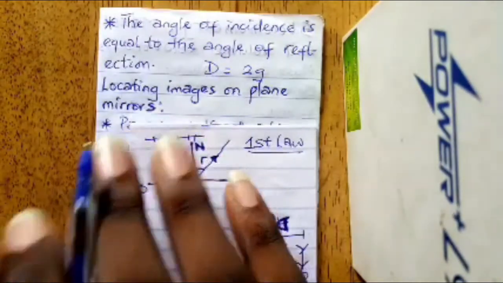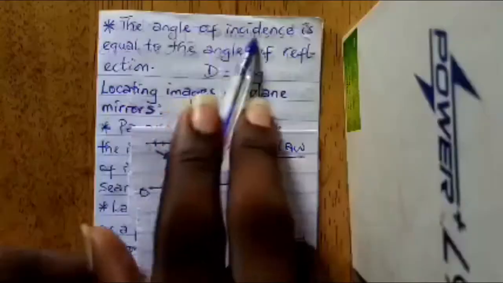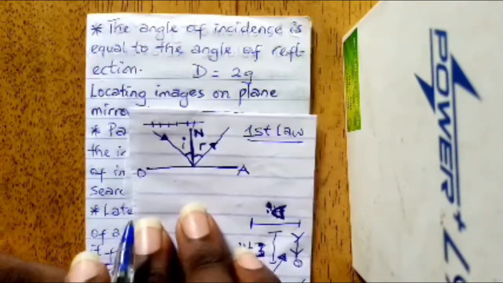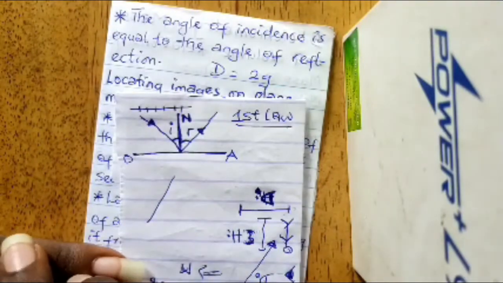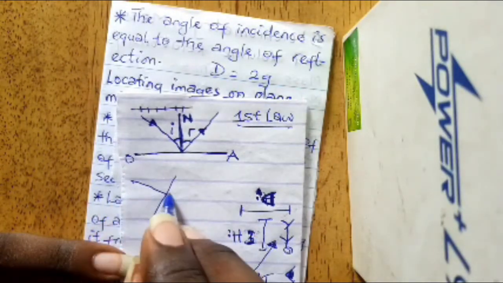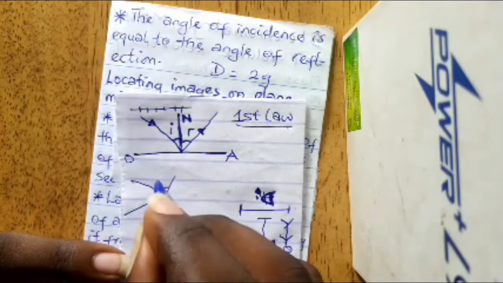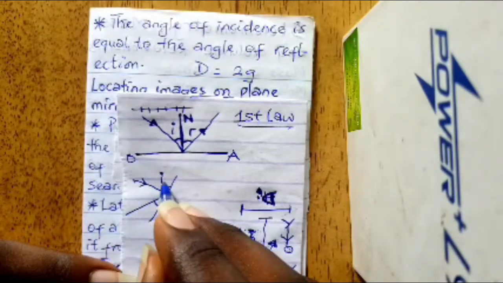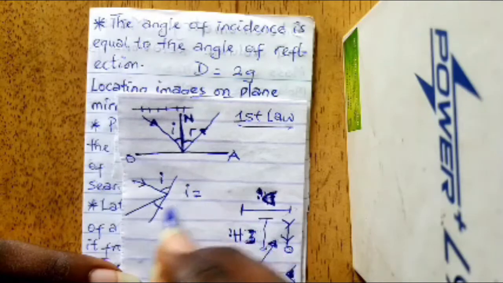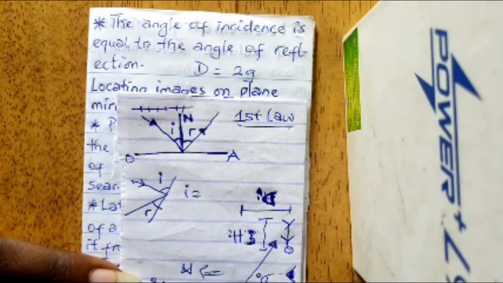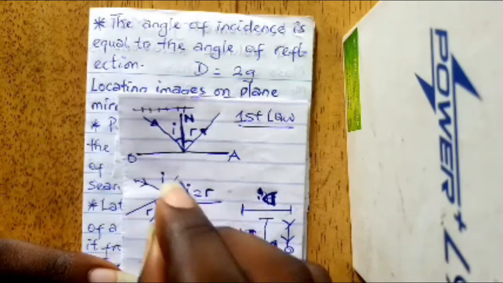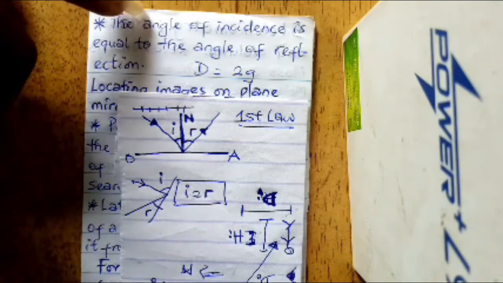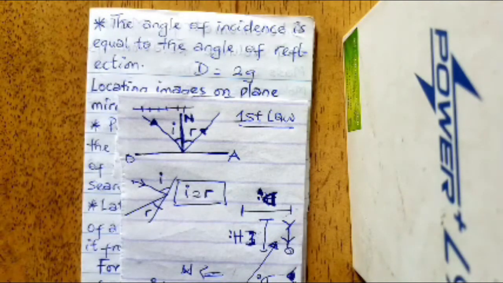Okay, so the second law of reflection states that the angle of incidence is equal to the angle of reflection. You have an obstacle, light rays being reflected, and the angle with which this light ray is being incident, I, is equal to the angle at which it will be reflected also. So in this instance, the second law of reflection states that I equals R, which means that our angle of incidence is equal to the angle of reflection.